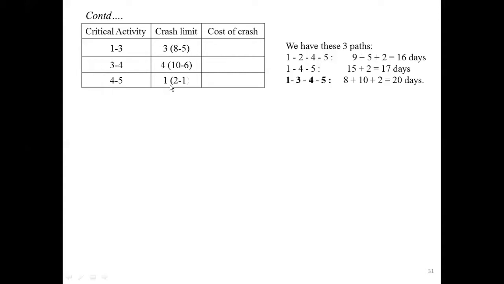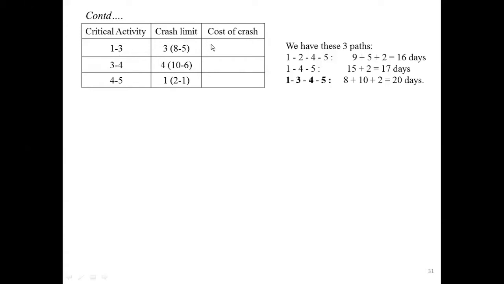Similarly for 4 to 5, you have 1 day. It is 2 minus 1. The normal duration is 2, minimum duration is 1. Difference is 1. There is the critical activity 1 to 3 we can reduce by 3 days. 3 to 4 you can crash by 4 days. 4 to 5 you can crash by 1 day.